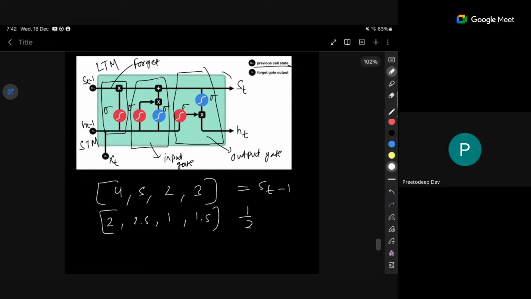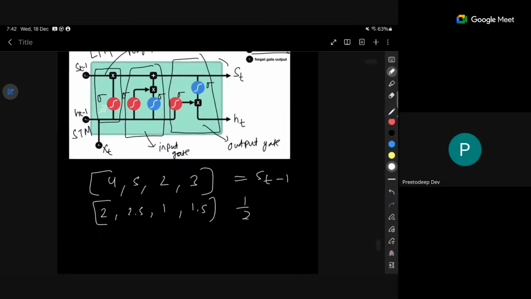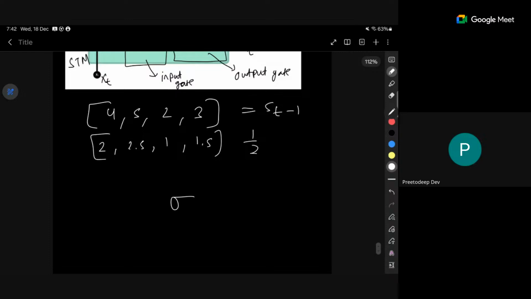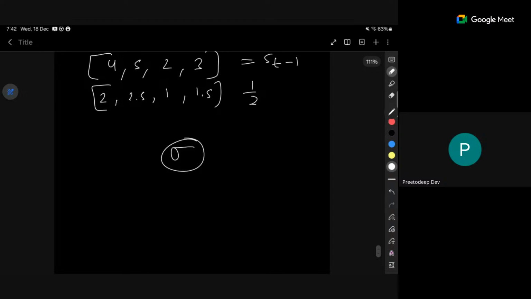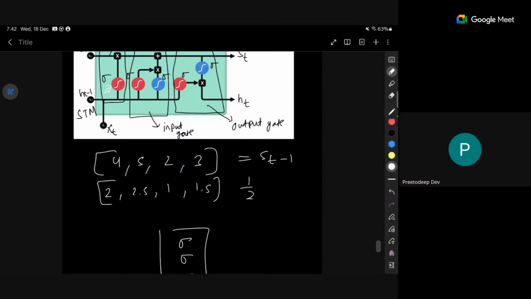So how does it decide? It is decided by this first sigmoid, which decides how much you should forget. If we look into the equation of it, this sigmoid doesn't need to be just one neuron. It can be a layer of sigmoid. This is just a representation of it. It can have multiple neurons in it, but the layer is sigmoid.